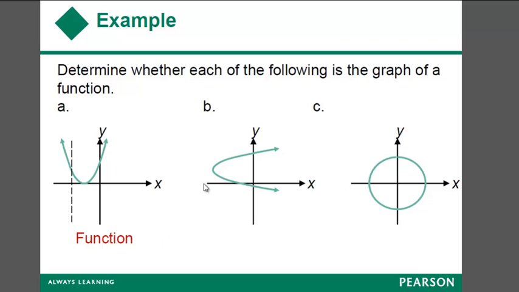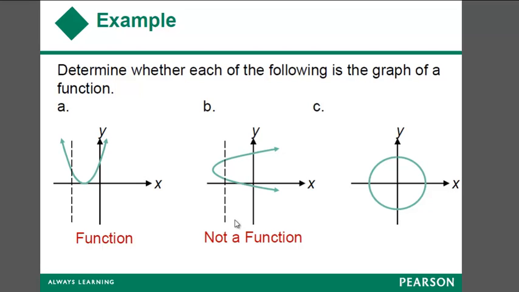Let's look at B. If I draw a vertical line here at the very end, how many times do I cross my graph? I only cross once, so it's a function, right? But wait. What if I draw my vertical line here? I cross two times. Vertical line test says I cannot cross it more than once. If I cross it more than once, it's not a function.